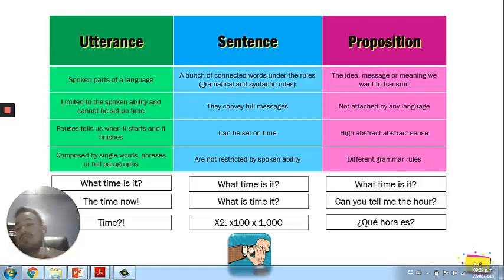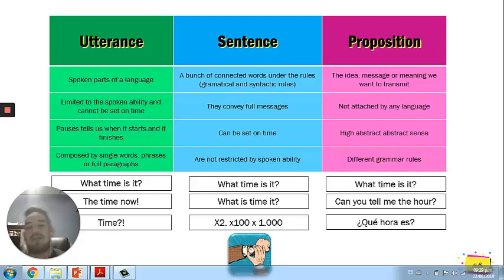It doesn't matter how many times I repeat "what time is it?" There is only one sentence because it is the same. It doesn't matter if I repeat it twice or 100 times or 1,000 times. The sentence is the same. But depending on how many times I repeat the sentence, we are going to have several utterances.